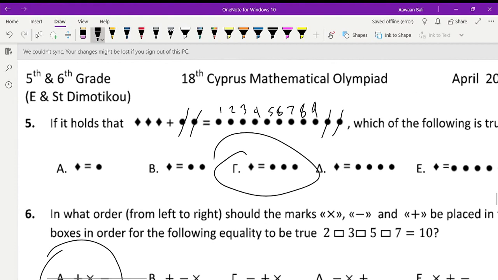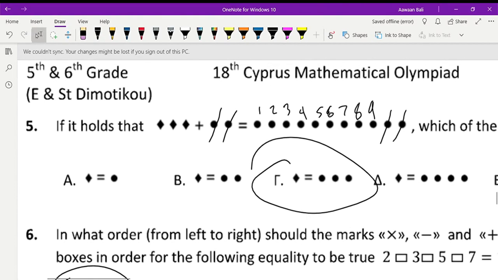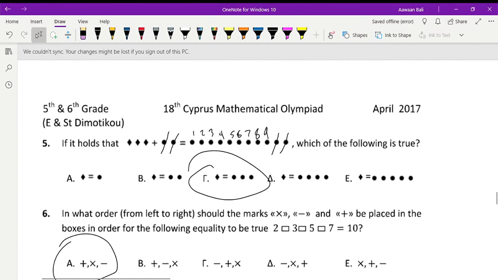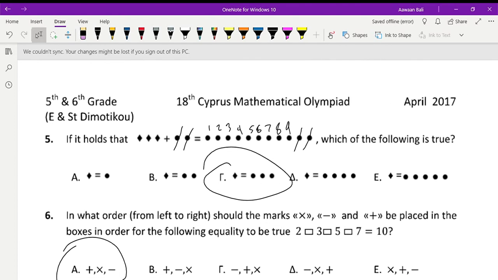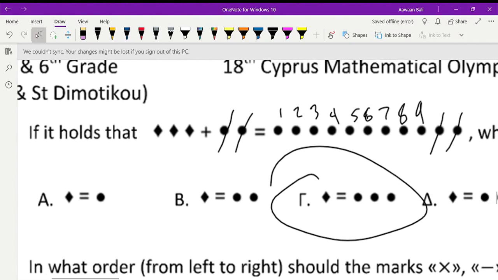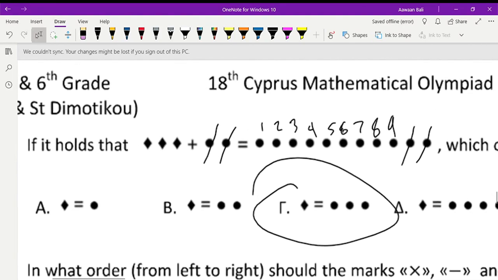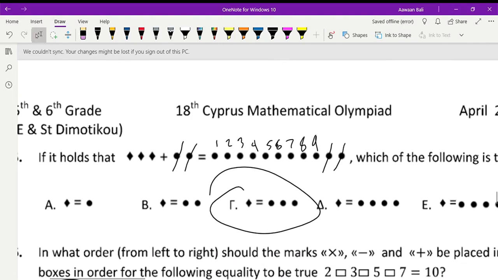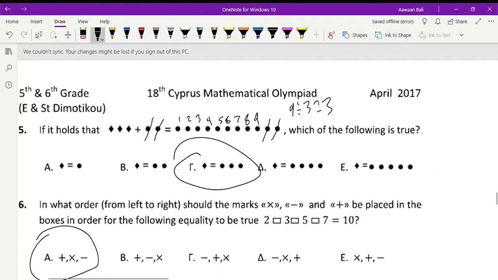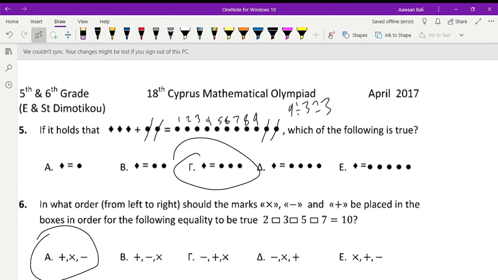Okay. So now when we're doing that, basically it has to say which of the following is true, and then basically it's asking how much is a diamond. So you divide both sides by 3 to find a diamond, since basically these are both divisible by 3 and there's 3 diamonds here, and we're trying to find one diamond, so you divide by 3. So 9 divided by 3 is 3, and then 3 divided by 3 is 1, obviously. So 1 diamond is equal to 3 circles, thus the answer is gamma.